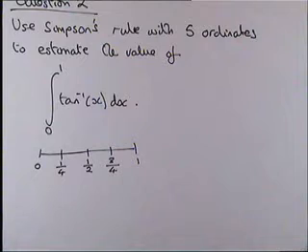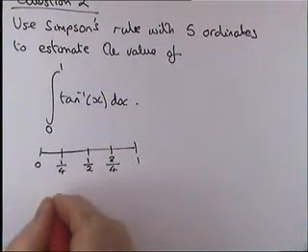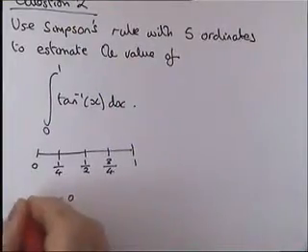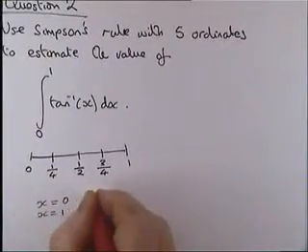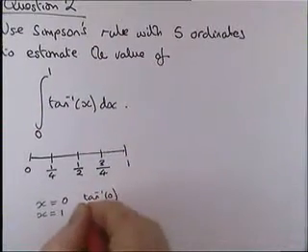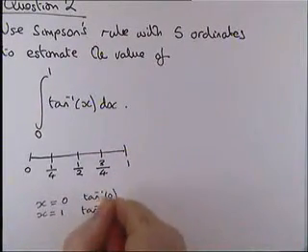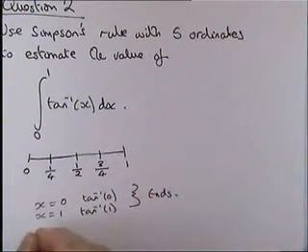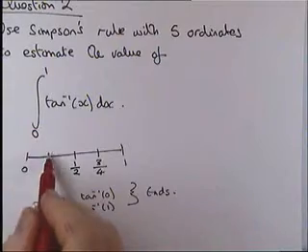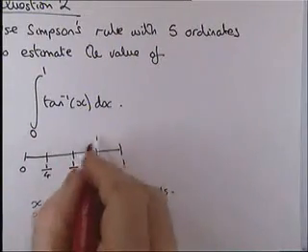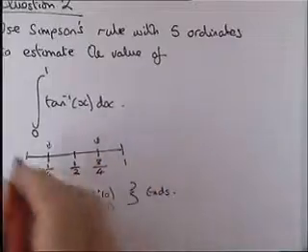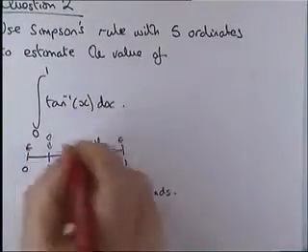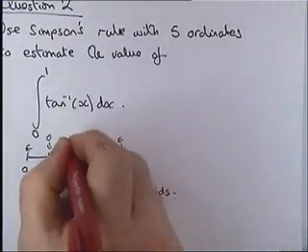Now the way I suggest you do it is that first of all you collect together the ends, so x equals 0 and x equals 1, and so that's going to be tan to the minus 1 of 0 and tan to the minus 1 of 1, and these are the ends. Then do the odds, so that's the first and the third. We've already done the ends, so these are the odds, and these are the evens.